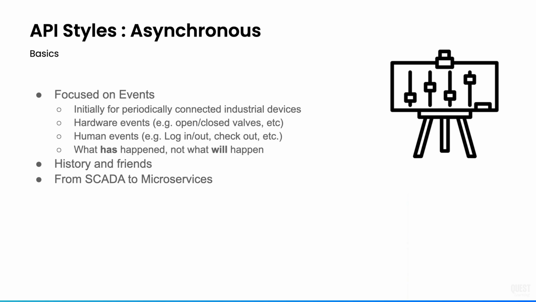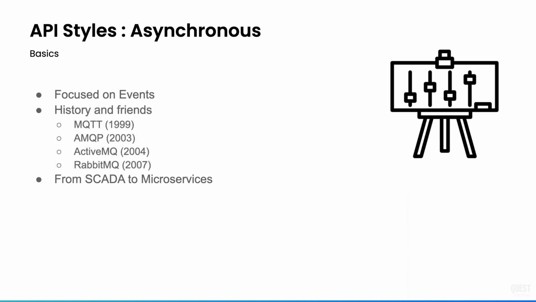The key element is, since it's based on events, it always talks about what has happened in the past. It never talks about what will happen. So someone logged out. It's not going to be someone is going to log out. Someone has already logged out, and so on and so forth. So it focuses on events initially for periodically connected devices. Sometimes they weren't 24/7, and it talks about the past.